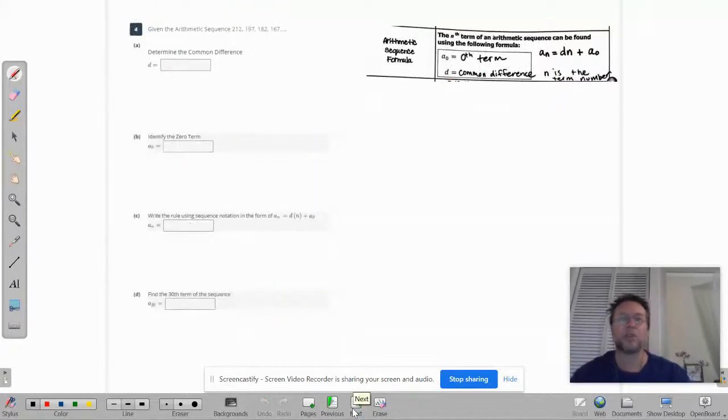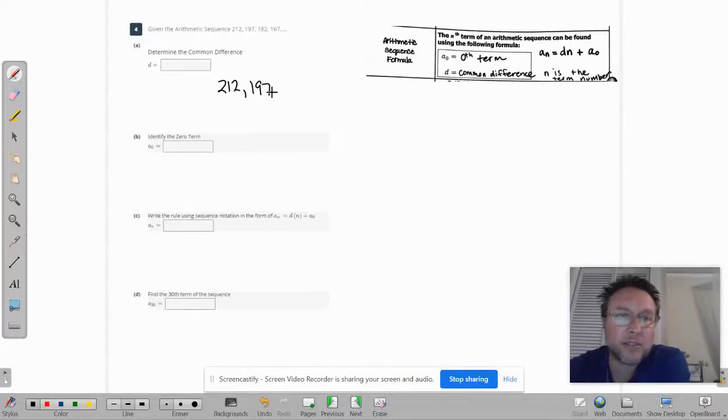Taking a look at number 4. So number 4 is just another sequence question. Same exact question as number 3. The only difference here is that our common difference, instead of our sequence increasing, going up by a certain number, if we take a look at this, we can see that it's going down by a certain number. So let's take those numbers, 212, 197, 182, and 167. And then let's find the difference there.